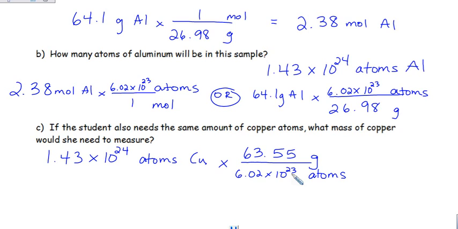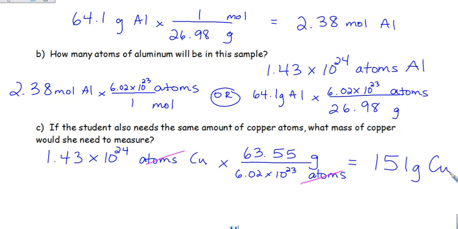My atoms and atoms would cancel. I cannot cancel my 10 to the 23rds. My original is 10 to the 24th. So you could either just plug this in your calculator, or you could go like 14.3 times 63.55 and divide by 6.02. You could do that. And I'd be looking at, with 3 sig figs, 151 grams of copper.